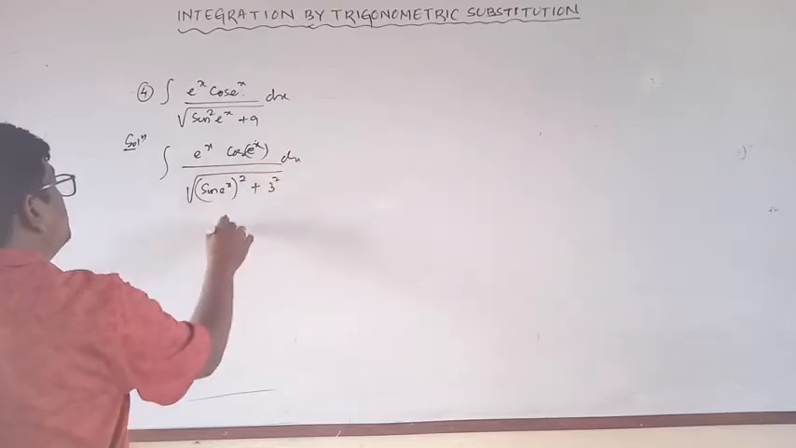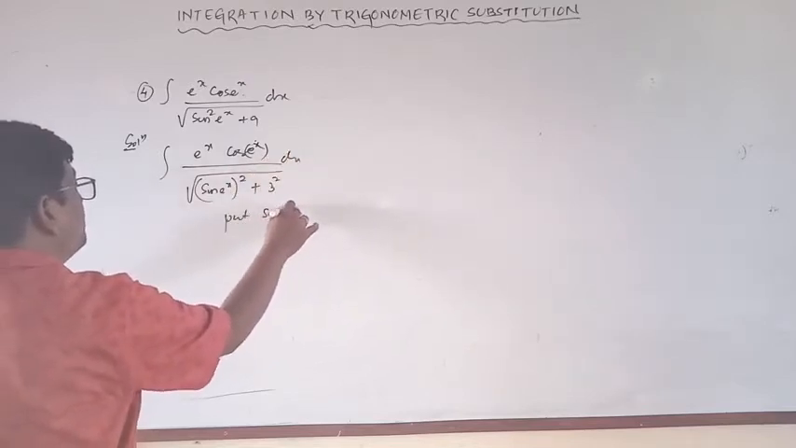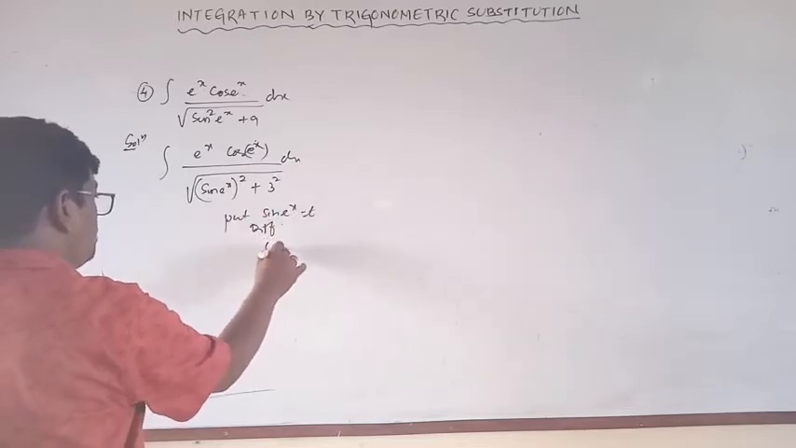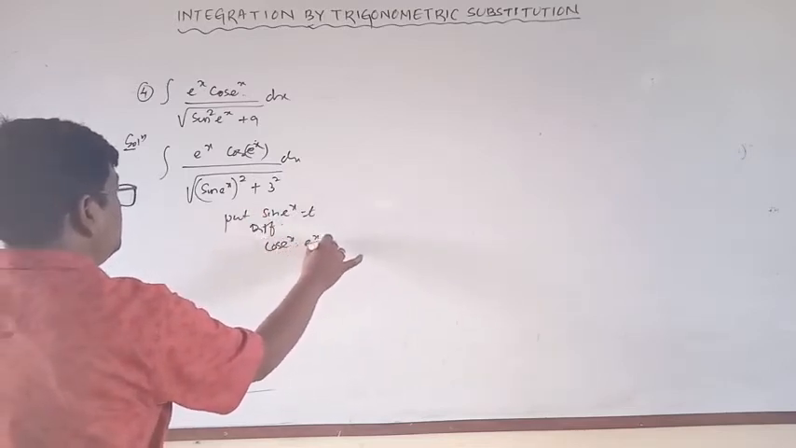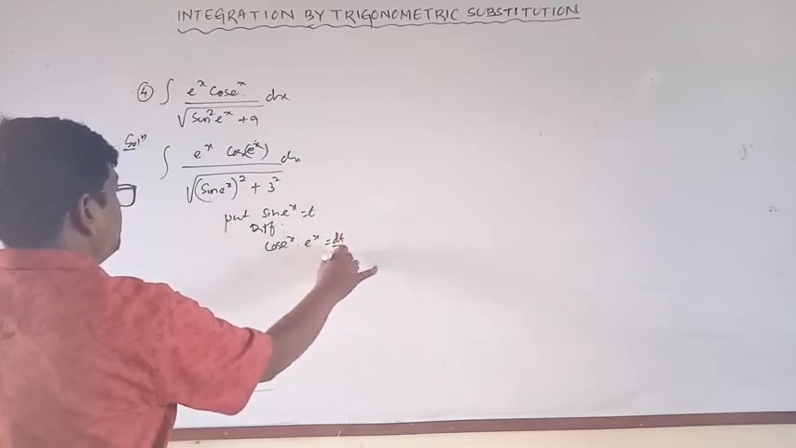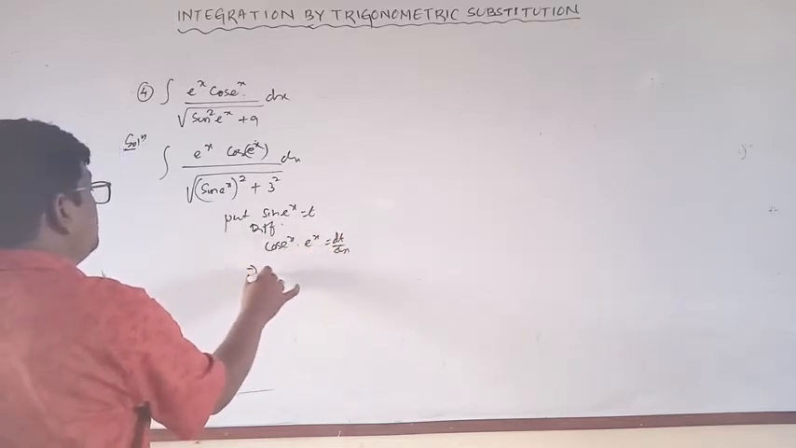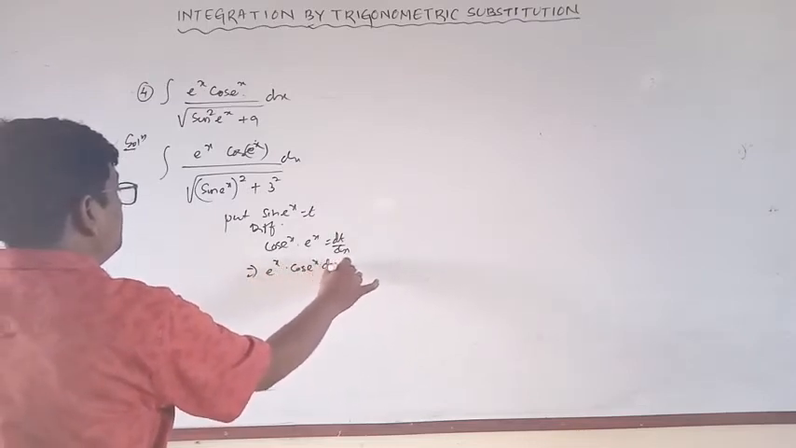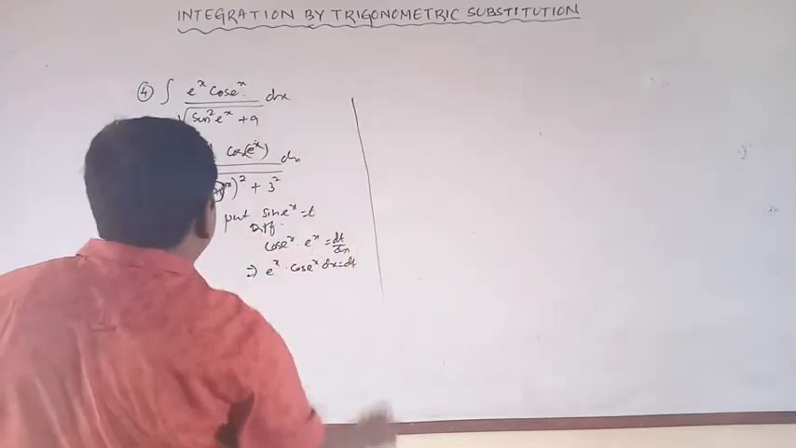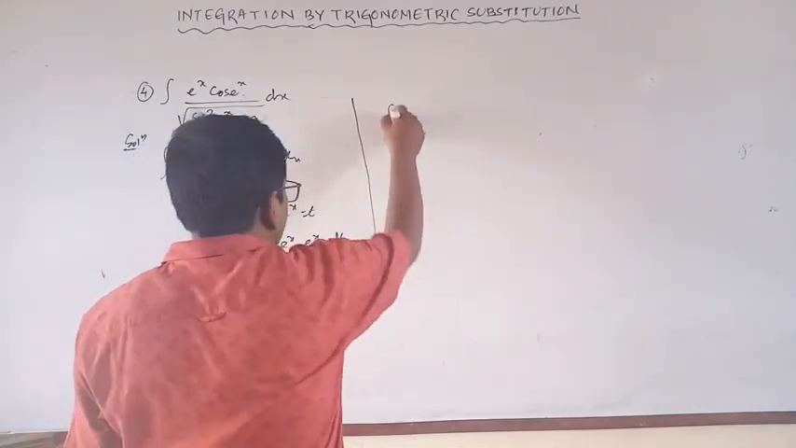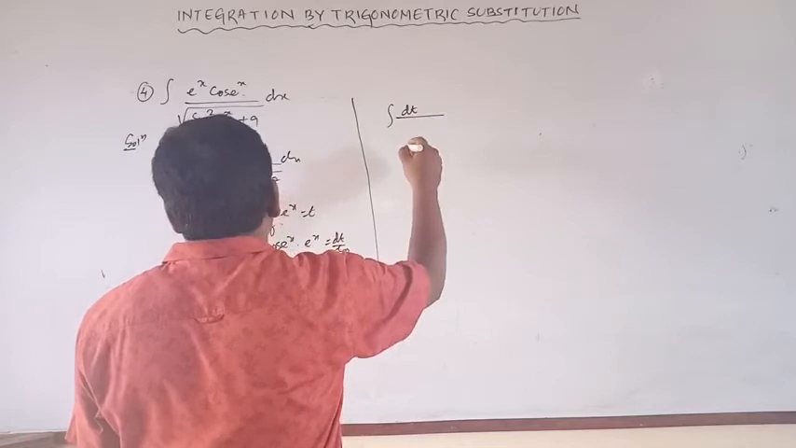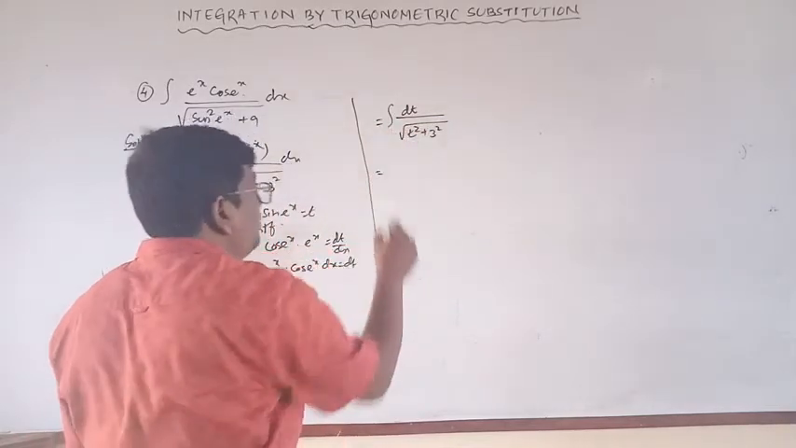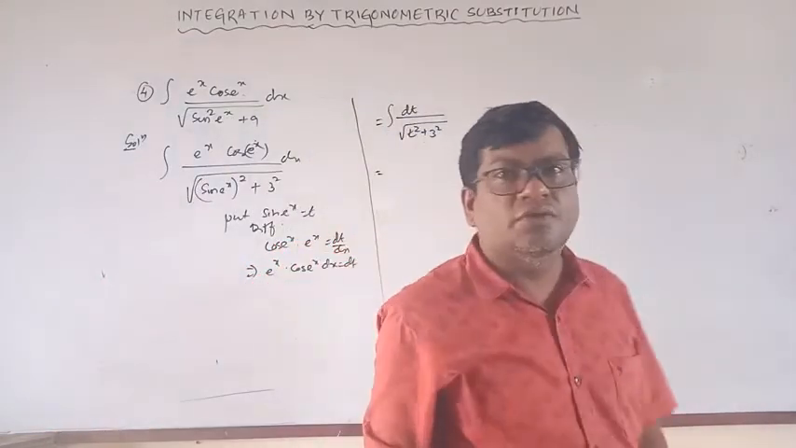Here put sin e to x is equal to t. Differentiate. So cos e to x into e to x is equal to dt by dx. That implies e to x into cos e to x dx is equal to dt. So this is dt by root over t square plus 3 square, and this is the formula for what? dx by root over x square plus a square.